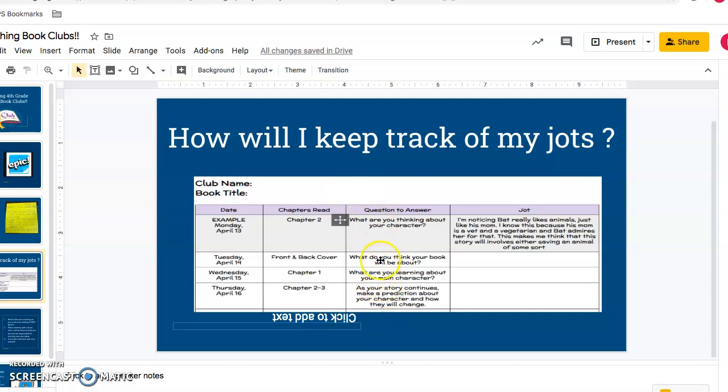You don't need to come up with your questions that you're going to answer. Teachers are going to write that there. Your job is, however, to make sure that you are jotting. The jots that you're writing on the side here are so important because that is what you're going to be sharing when you meet with your book club.